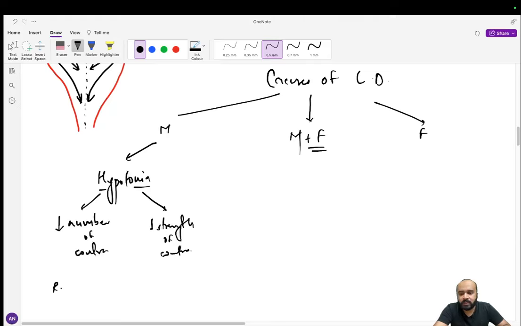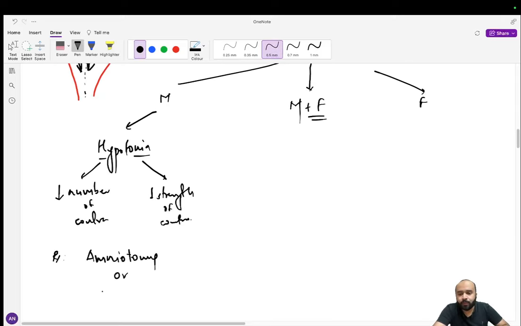The treatment is obviously that I have to increase the number and the strength of contractions. That can be done by amniotomy. Amniotomy is basically artificial rupture of membranes. Because once I do artificial rupture of membranes, endogenous prostaglandins are going to be released. And once they are released, they will start acting on the uterus and increase the frequency as well as the strength of contractions. The second option is I can start the patient on oxytocin, a uterotonic, so that the contractions increase by a drug. So this is for hypotonia.